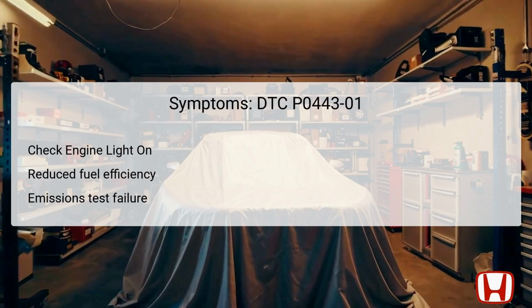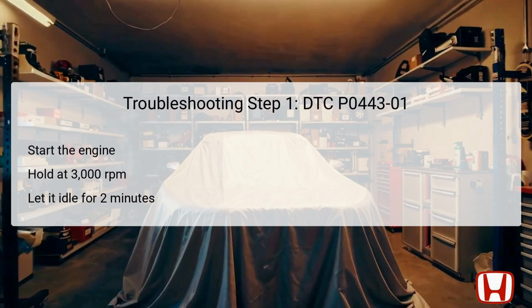The first step in troubleshooting DTC P0443-01 is to start the engine and hold the engine speed at approximately 3,000 RPM without any load, which means the vehicle should be in either park, P, or neutral. This step is intended to activate various engine components and allow the onboard diagnostic system to assess whether the evap canister purge valve operates under different engine speeds.